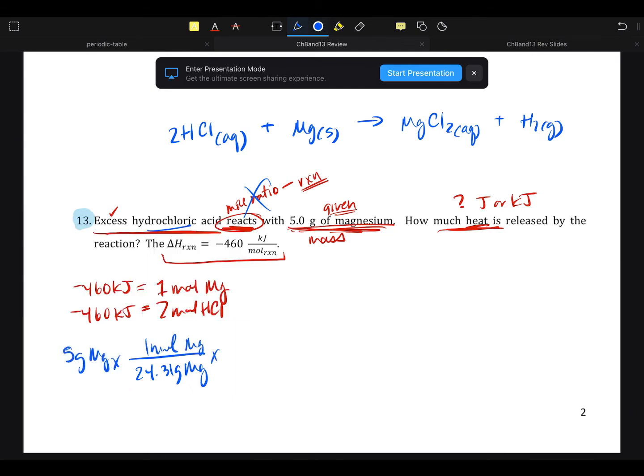And then we'll do that, right? So that says for every 1 mole of magnesium, and again, that 1 mole comes from our balanced equation, is 460 kilojoules of heat, right? That cancels, and then we would just do that math, bearing in mind that negative sign, which means that energy is released, and this process is exothermic, yes? All right, let's do another one.